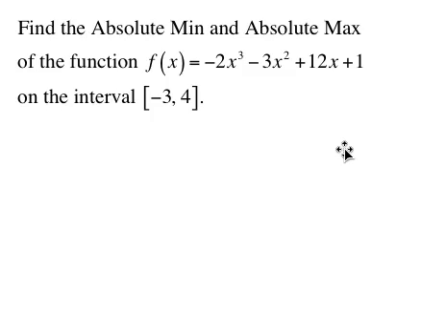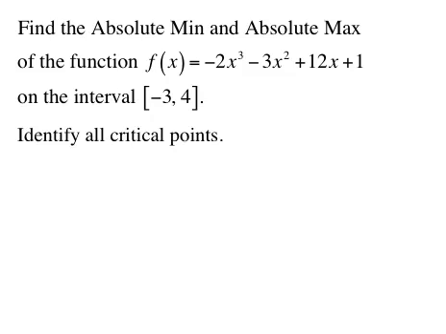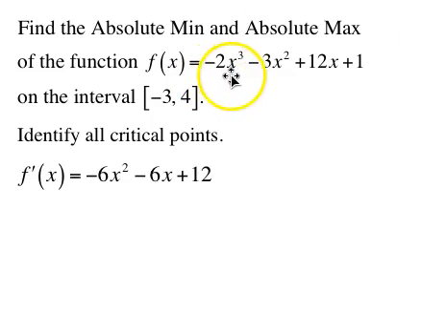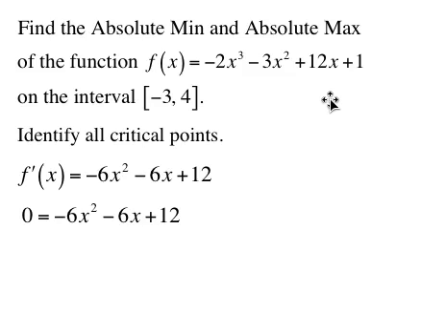Our next example is to find the absolute min and absolute max of the function f of x is -2x cubed minus 3x squared plus 12x plus 1 on the interval from -3 to 4. This again is a polynomial, continuous everywhere, so it's continuous on the interval from -3 to 4. Our first step is to find the critical points. To do that, we're going to take a derivative. -6x squared minus 6x plus 12. The derivative exists everywhere, so our only critical points will be where the derivative is 0.